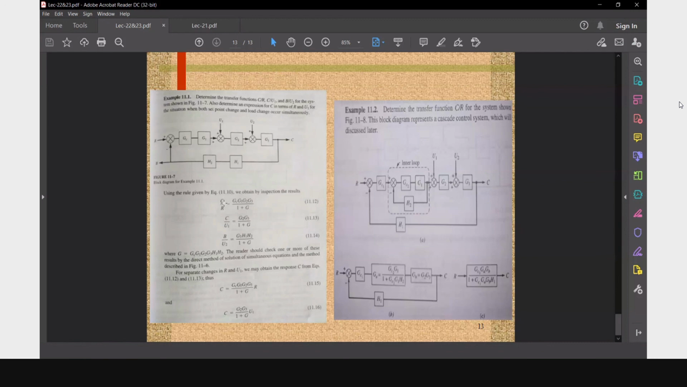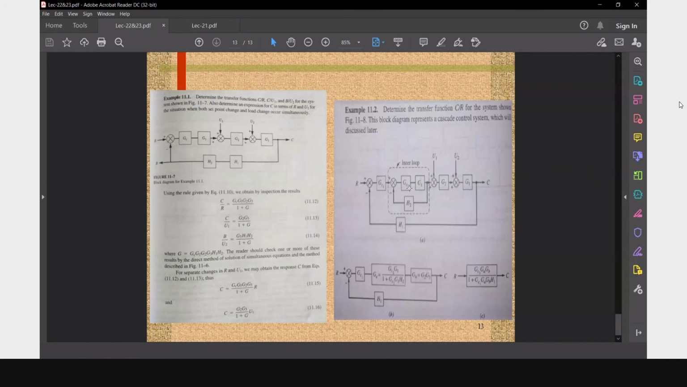If you reduce it, C by R, you will get GC, G1, G2, G3 upon 1 plus G. What is G? G is nothing but the product of all the transfer functions in the entire loop. It includes H also. So C by R, C by U1 and C by U2 is there. So answers are there. You try at home this particular practice. This is also one of the solved examples.